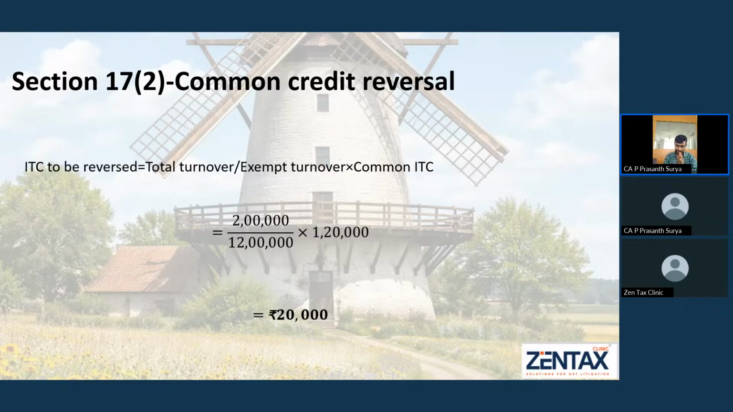What we do generally is we have a separate sheet called common credit reversal in our GST 3B working sheet, where for every taxpayer we will check on every tax period whether they have any exempt supply, and if such exempt supply will specifically attract common credit reversal under section 17(2). So while filing GST 3B of every month, we should do a common credit reversal with the values corresponding to that particular month.